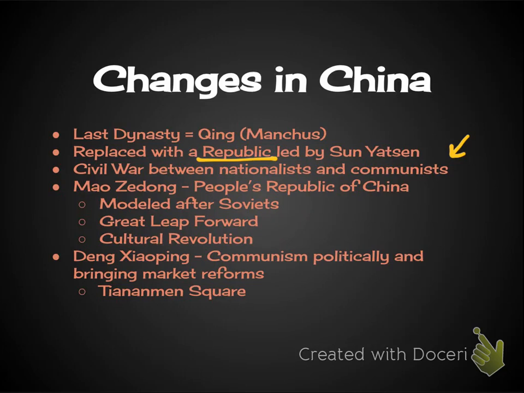Now, the other two key leaders after Sun Yat-sen are the two we want: Mao Zedong. He's going to start the People's Republic of China. We know that this is communist, so when we say it's modeled after the Soviets, they're going to follow what the Soviets did years before. And so they're also going to have 5-year plans. They are also going to collectivize agriculture.